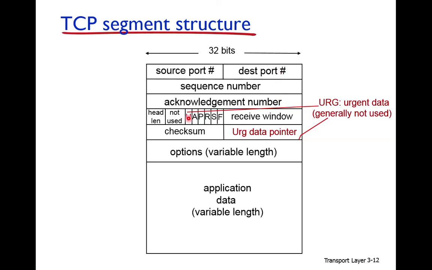But if the U flag is on, it means that this contains urgent data. And up to how much urgent data? For example, this contains the data with sequence numbers 50 up to 100. Suppose the urgent data pointer is 80. So from sequence number 50 up to 80, these bytes are urgent, so they should be immediately delivered to the application. So the U flag and urgent data pointer are used for this purpose, but they are generally not used.